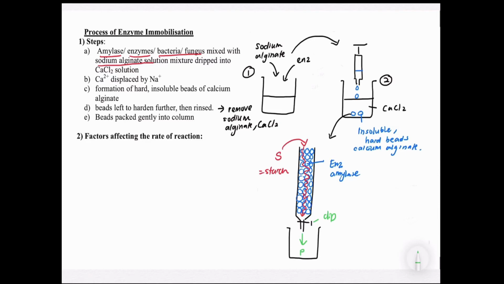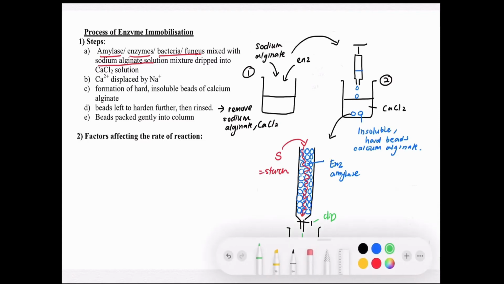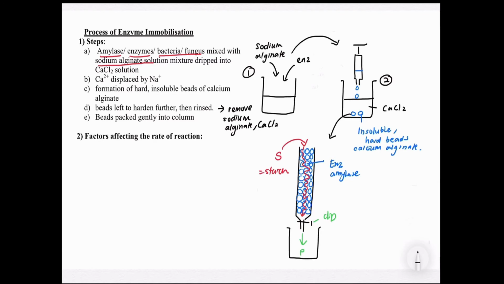And how would you know if all the substrate is converted into product? That's where we can carry out some food tests. For example, if it's starch, I can take a bit of sample and carry out an iodine solution test. That's where I'll know that if all the substrate is converted into product, my iodine solution will remain yellow.